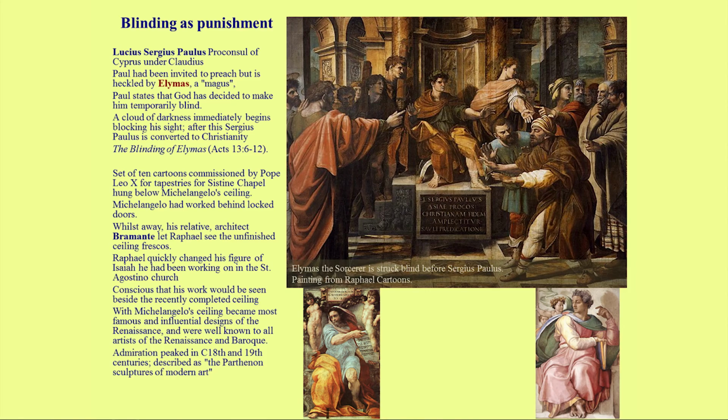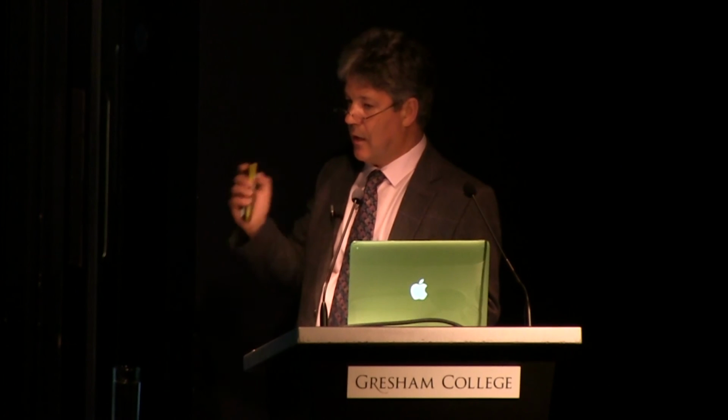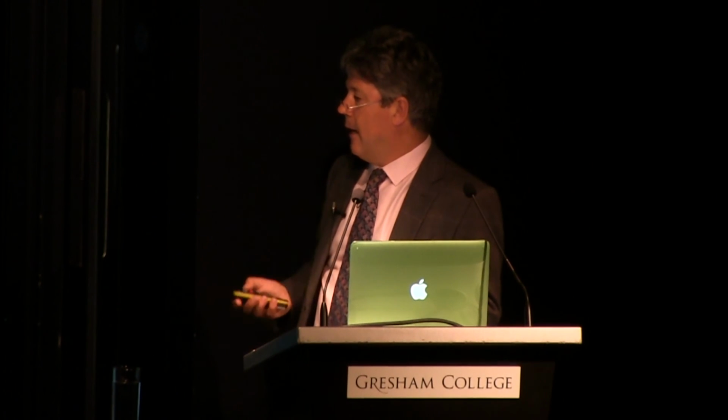I haven't got time to talk about them too much, but they were a great work of art, and they were going to be hung in the Sistine Chapel beneath the wonderful ceiling. Now, Michelangelo had been working in secret. Nobody knew what this ceiling was going to be, but Raphael managed to trick his way in via a cousin of Raphael's called Bramante, who was the architect of the building, and what he saw astonished him. So he immediately was working on a painting down the road in another church and changed it.